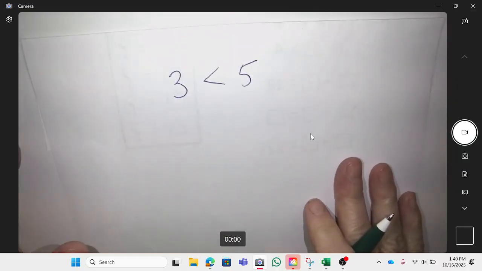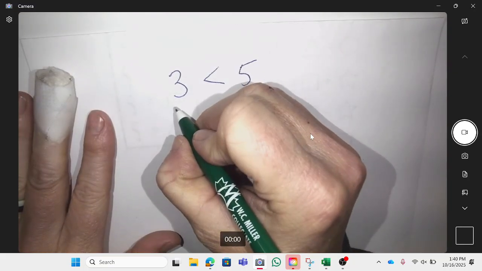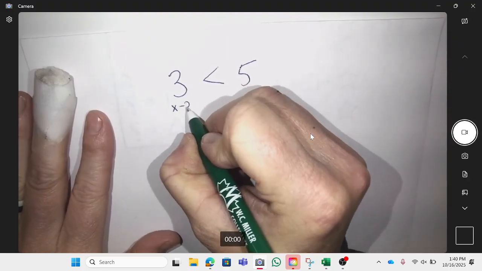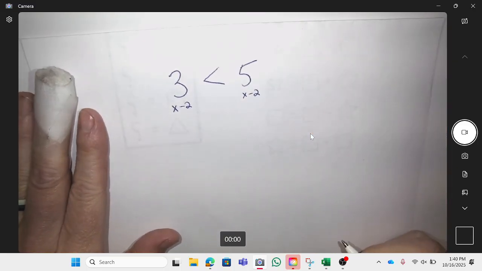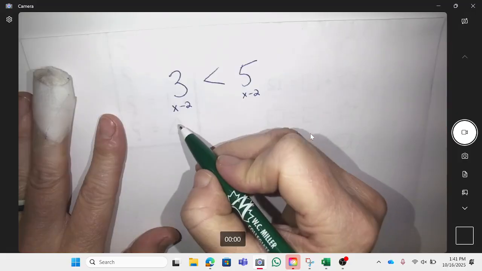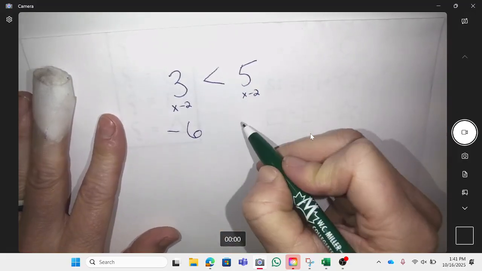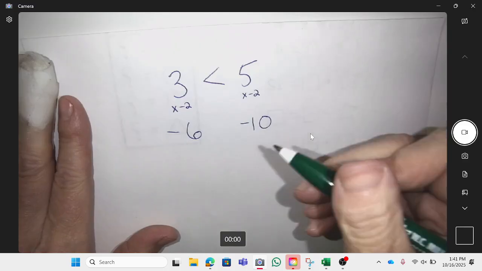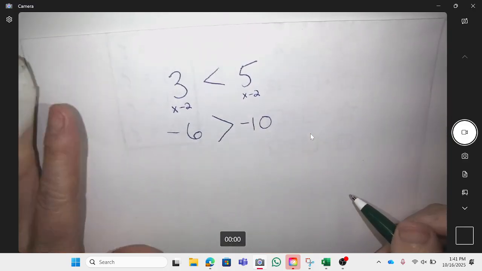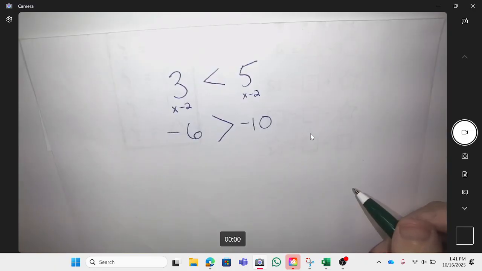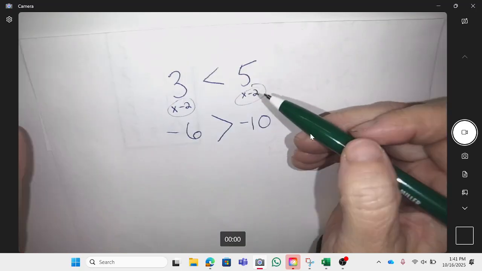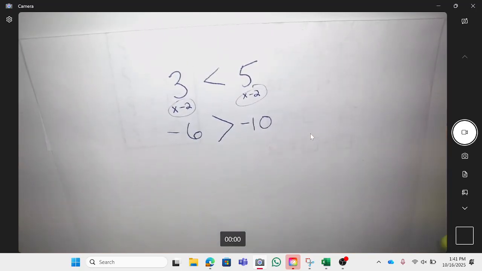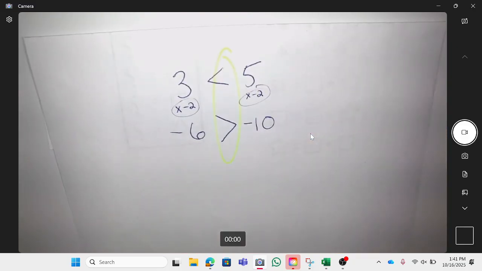What does that say? 3 is less than 5. That's true, right? Okay. Can you times each of them by -2? What happens to this side? -6. This turns into a -10. It swaps because which one is the smaller one now? Did you know that rule? In algebra, if you do a times by a negative number or a divide by a negative number, that happens. It's a rule.